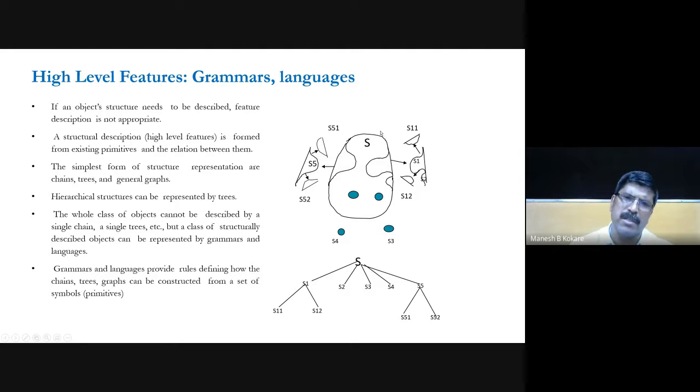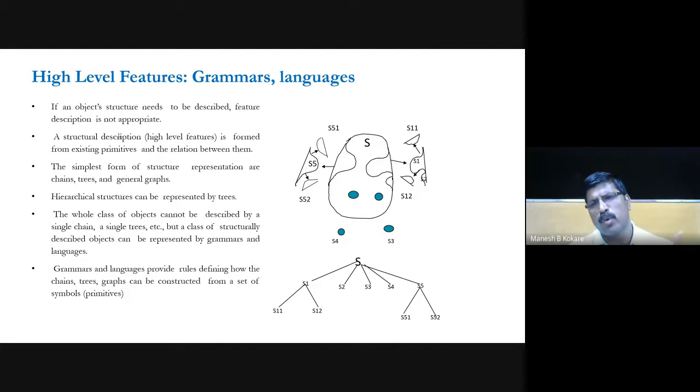So when it is represented as a graph or hierarchical structure, S consists of 5 main objects: S1, S2, S3, S4 and S5. Whereas S1 is further divided into S11 and S12. So this graph representation will be like this, and S5 is also further divided into S5U1 and S5U2. So if an object structure needs to be described, feature description is not appropriate, or only low-level features are not sufficient for complicated object description and so on.